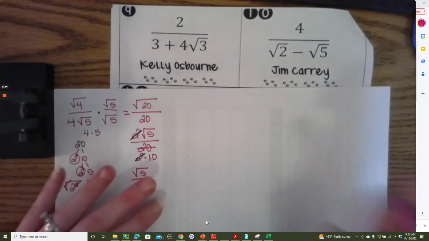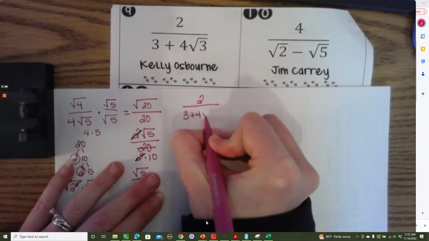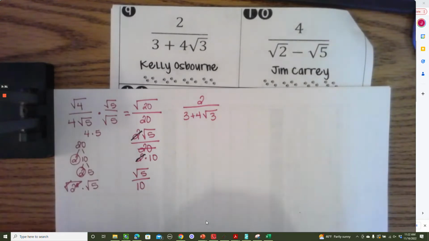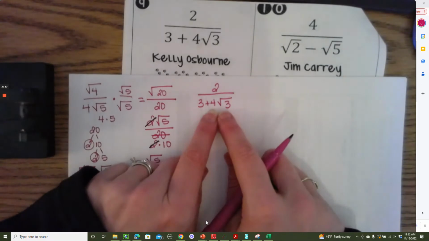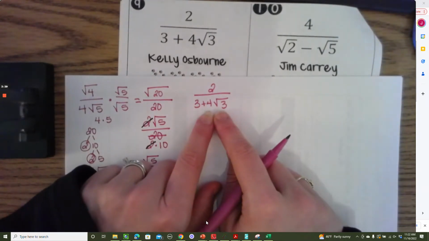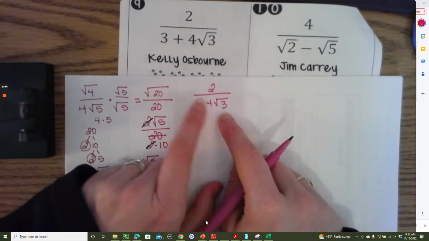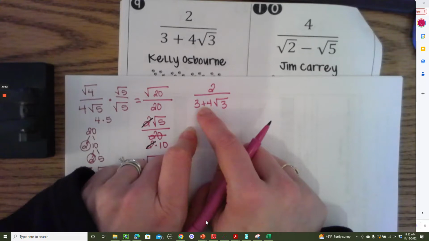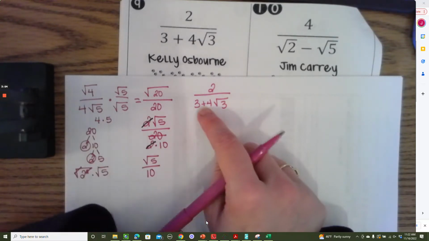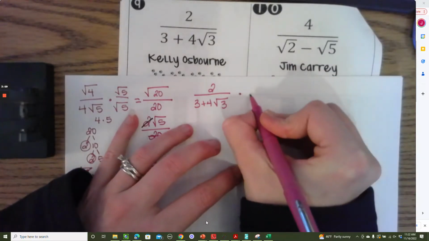Here's the new for today. We're no longer just dividing by a monomial. A monomial is one term. Now we're dividing by a binomial. So we can't just multiply by the square root of 3, because then that would leave us with 3 times the square root of 3. Anytime your denominator has an addition or subtraction, again, it's a binomial, you multiply by what's called the conjugate. Scary word, easy concept.